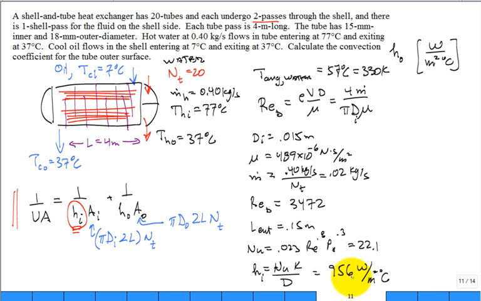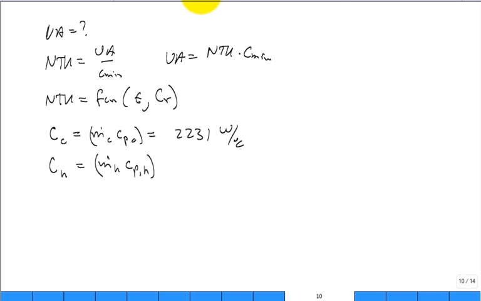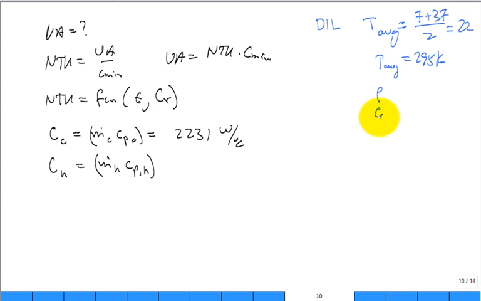What about the oil? I skipped that a little bit, didn't I? For the oil, you calculate the average temperature: the temperature coming in of 7 plus the 37 divided by 2. It comes in average of 22 degrees C, which is 295 Kelvin. And so we get the fluid properties for oil at that 295. So we can get for the oil the density, the specific heat, we can get viscosity, thermal conductivity, Prandtl number, whatever properties we want. All right.